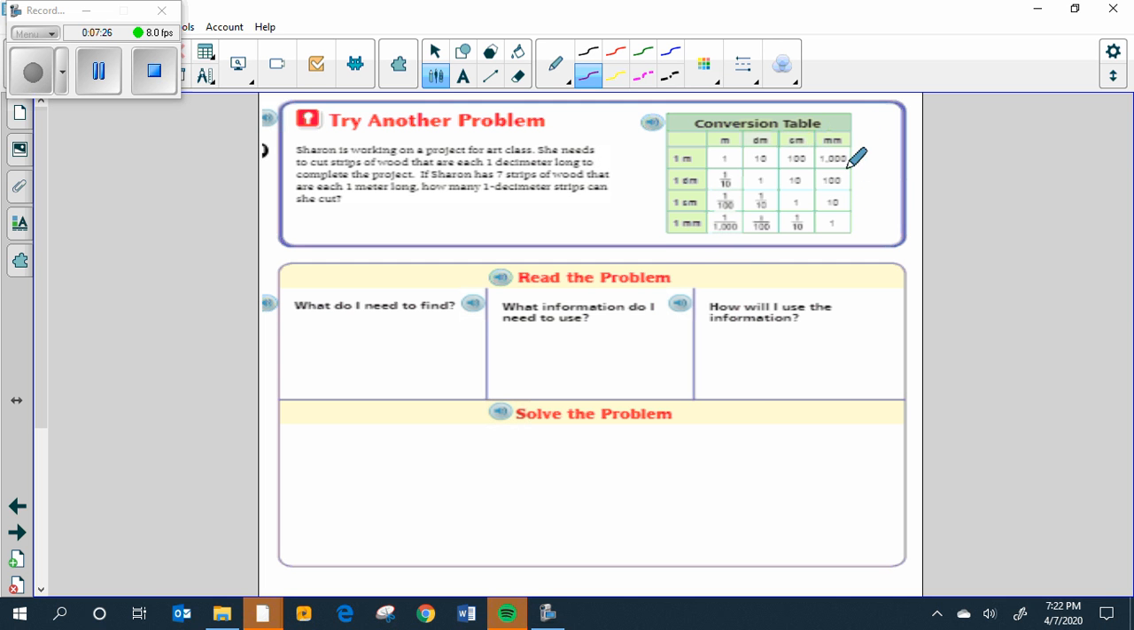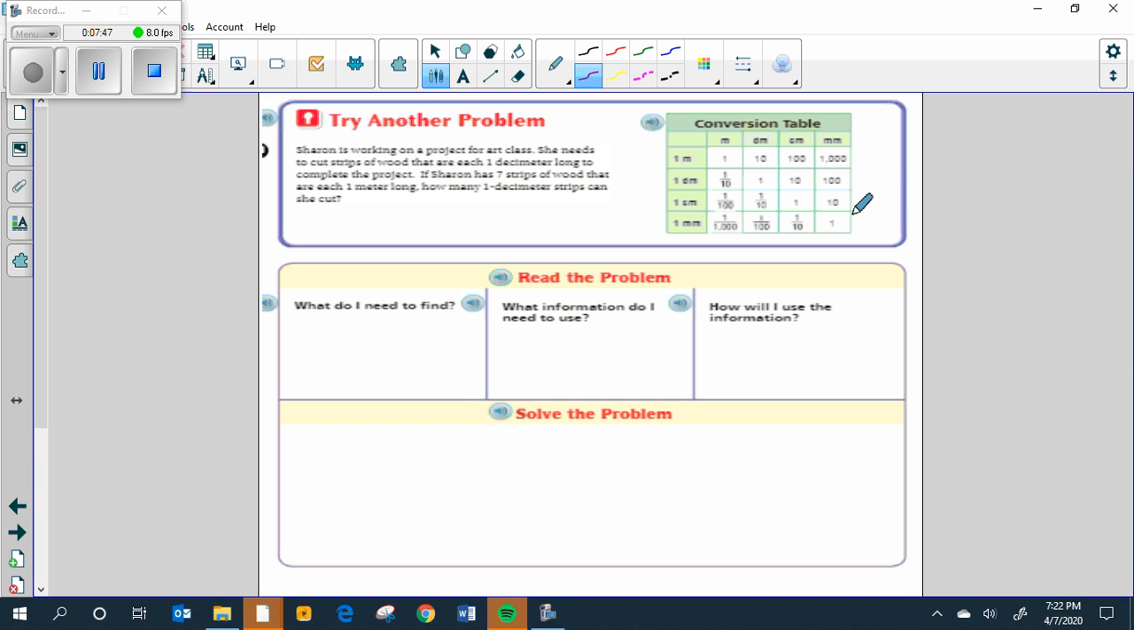Now it takes 1,000 millimeters to make 1 meter, so 1 millimeter is 1/1000th of a meter. 1 millimeter is 1/100th of a decimeter. 1 millimeter is 1/10 of a centimeter, and of course 1 millimeter equals 1 millimeter.